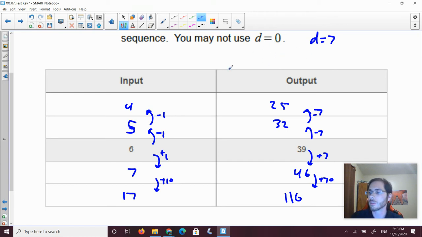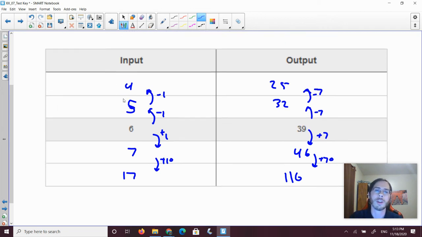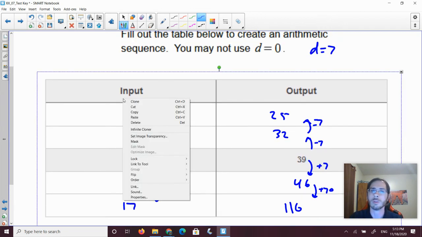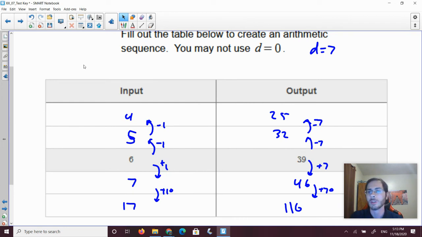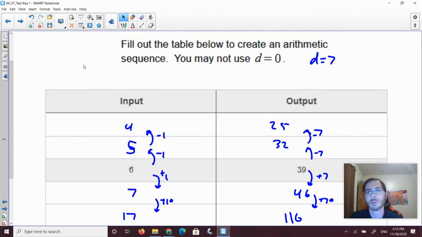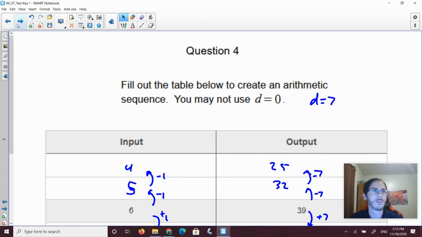So the big key is we have to remember when we're doing an arithmetic sequence, we can't go lower than 1. 1 would have to be the lowest you could choose. And we don't want to have any fractions or decimals in there. We want to only use the natural numbers. So all my numbers are nice whole positive numbers. Output could be whatever you want, but the input, nice whole positive numbers.